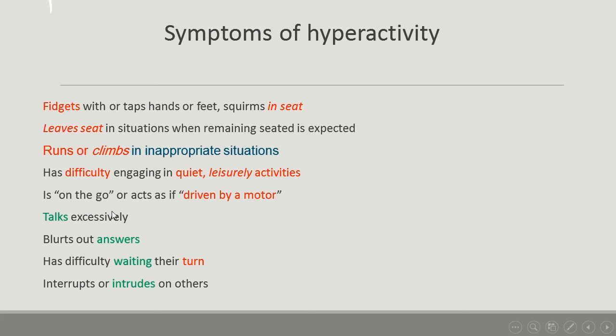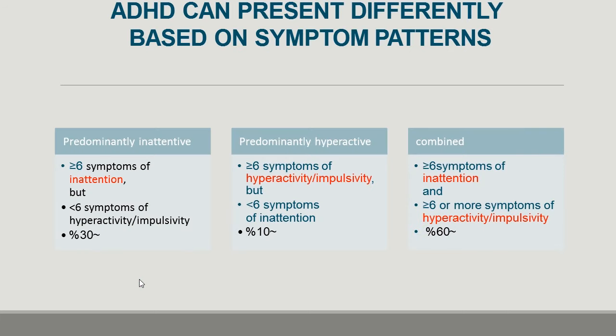He talks excessively. He blurts out answers, so he may begin to answer even before the question has ended. He has difficulty waiting his turn, so even during a game or something, he cannot wait his turn. And this is the same during conversation, so he intrudes on others or interrupts others. Actually, the last three criteria are more because of the impulsivity. So we can see that those children can present differently according to the predominant symptoms.